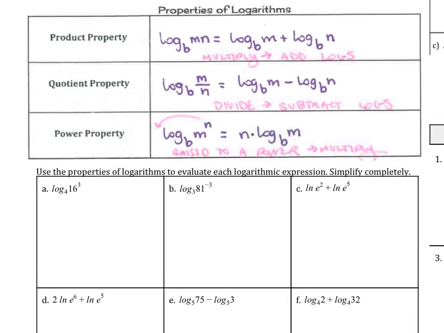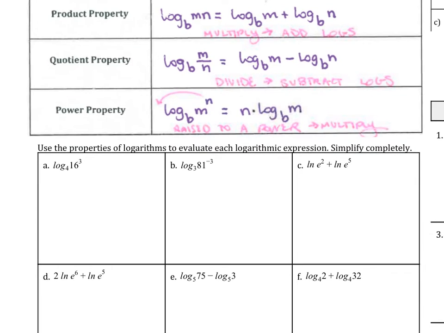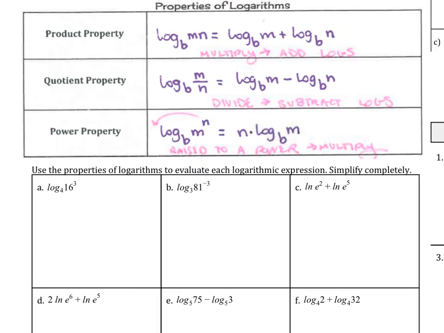We're going to practice our properties of logs to evaluate each log expression. So let's take a look at this. We have a log base 4 of 16 raised to the 3rd power. So the first thing we want to do is we see this 3 up here, and so that means that's going to multiply to the front. So this is 3 times log base 4 of 16.